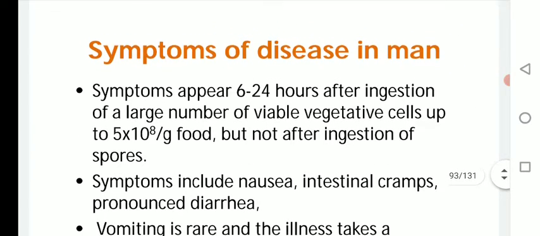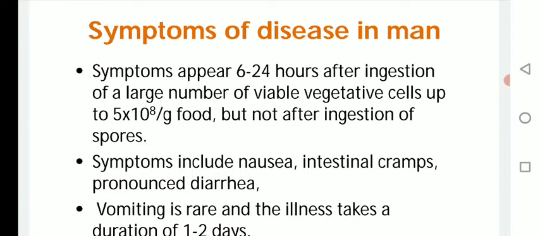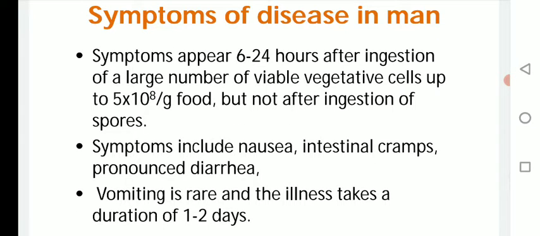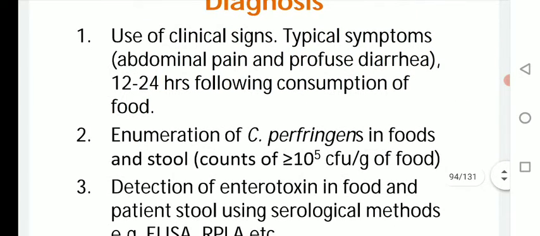Then symptoms of this disease in man. So symptoms appear within 6 to 24 hours after ingestion of a large number of viable vegetative cells, up to 5 x 10^8 per gram of food, but not after ingestion of spores. So symptoms include nausea, then intestinal cramps, then diarrhea, and vomiting is rare, and the illness takes almost 1 to 2 days duration.